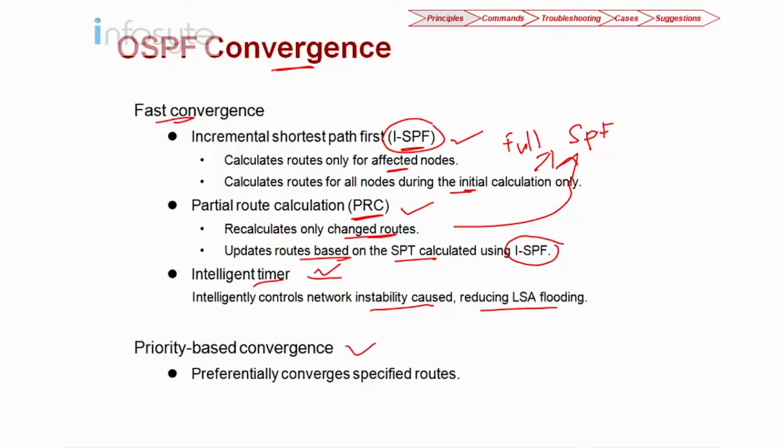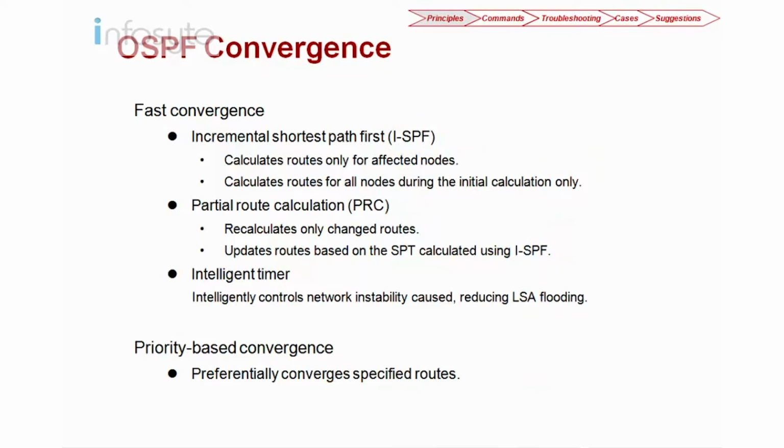And the last one, the priority-based convergence, preferentially converges specific routes. In this case, you can prioritize any route you need to converge first when your network has any changes. This is always based on your IP prefix. You can define, based on IP prefix, which route you need to go for fast convergence, and you give it the higher priority. So this is on the OSPF convergence.